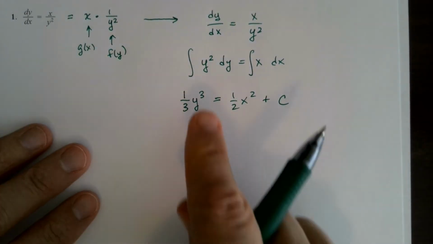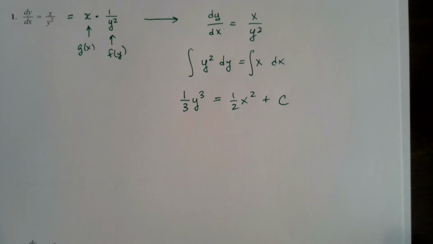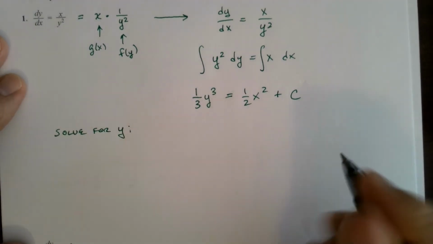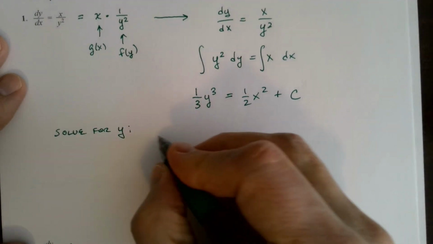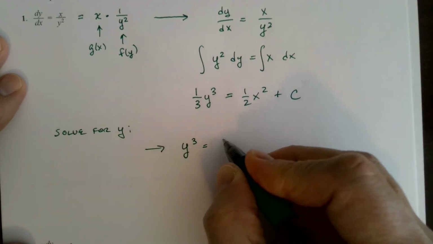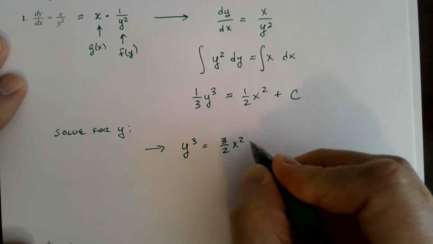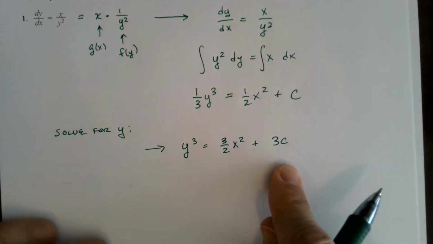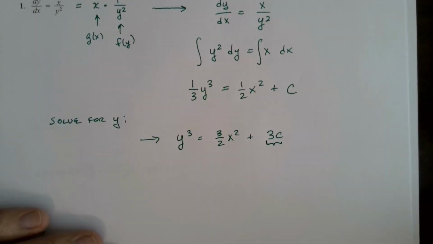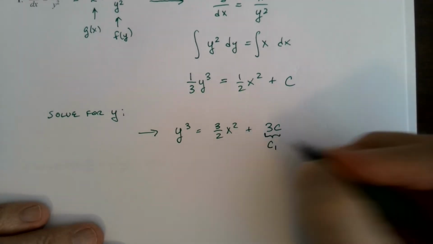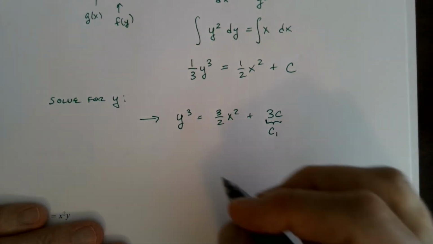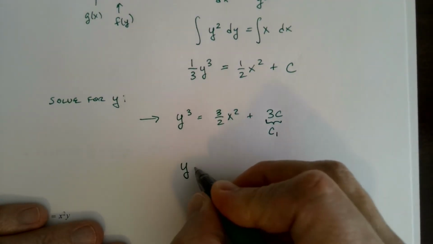So there it is. I have y implicitly given as a function of x, but I can solve for y explicitly in this case. Multiply both sides by 3. When I multiply by 3, I get 3/2 x squared plus 3c, if I distribute that through. Now this 3c is just another constant. I can call it c sub 1 or something. It's not equal to c, it's 3 times c, but I'll just call it c sub 1. And then to solve for y, I take the cube root.